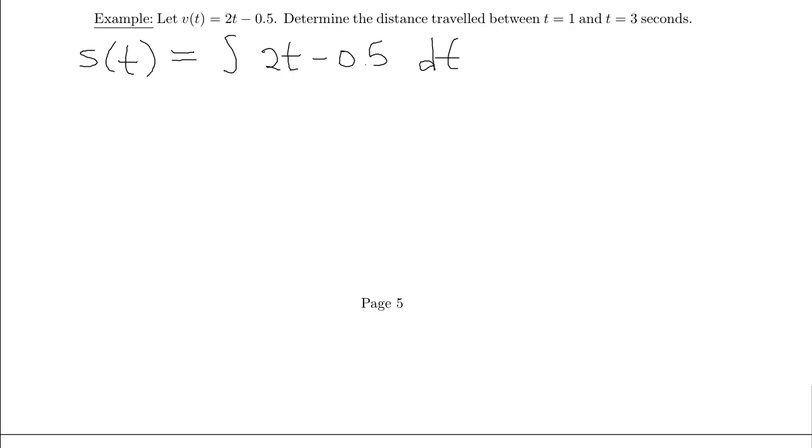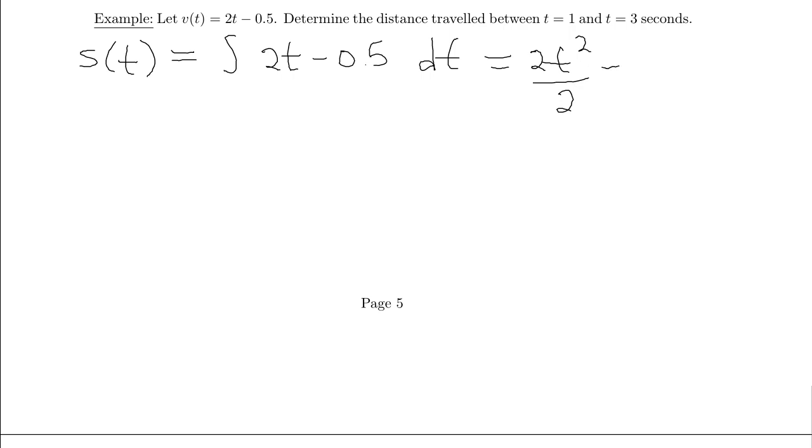So now that I'm ready to take the antiderivative, I'm going to drop the integral sign and the dt, and I want to take the antiderivative of 2t. So let's remind ourselves what we do. To take the antiderivative of this t, we want to increase its power by 1. So now it's going to be to the power of 2. And we want to divide by that same power. So it's 2t squared divided by 2.